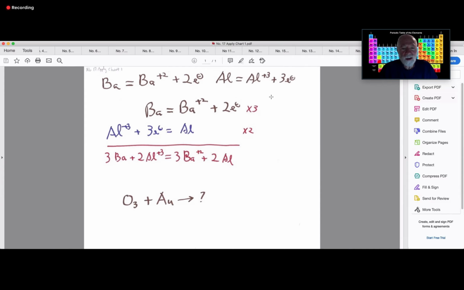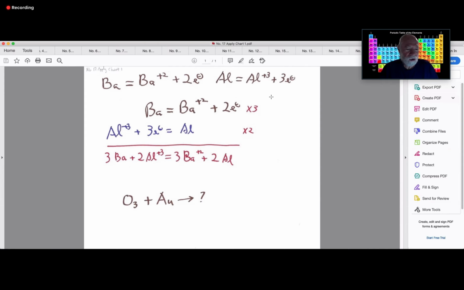Now, to get something useful, we have to take one of these and reverse it. So you notice I decided just to reverse the aluminum half reaction. Now, here we have two balanced half reactions, but to make something out of it, we have to get the electrons to cancel out. So what do the numbers 2 and 3 suggest to you for electrons? Switch the numbers. Why don't we take 3 for the barium and 2 for the aluminum? So a useful reaction would be 3 barium plus 2 aluminum 3+ gives you 3 barium 2+ and 2 aluminum 0.